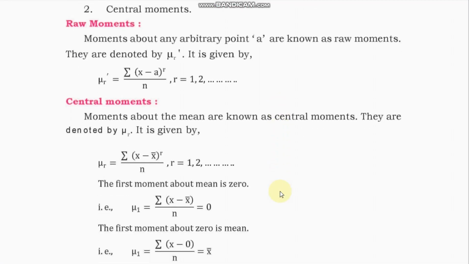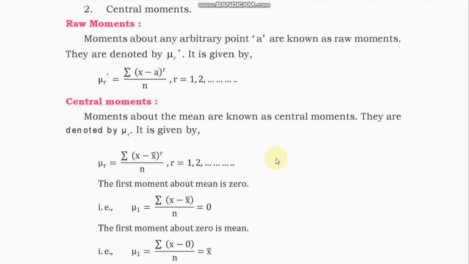Okay. Next, the second one is central moments. So moments taken about mean are known as central moments. They are denoted by mu r and given by mu r is equal to summation of (x minus x bar) raised to r divided by n, where r is equal to 1, 2 and so on. So if you take moments from mean or with respect to mean, then such moments are called as central moments. If you take moments with respect to any arbitrary point or any assumed number in the given data, such moments will be called as raw moments.